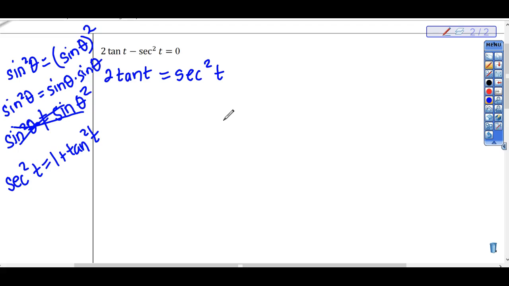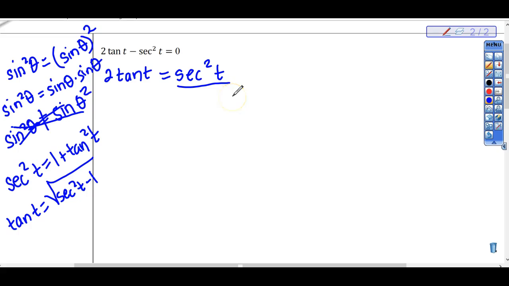Now, what would you want to do in order to solve this? We need them to be in the same trig expression, both in tangent or both in secant. What do you think would be quick? To replace tangent of t with the square root of secant squared t minus 1? Do you want to do that and introduce the square root into the equation? Or would you rather replace secant squared t with 1 plus tangent squared t? Replace what? Yeah, replace the secant, right?